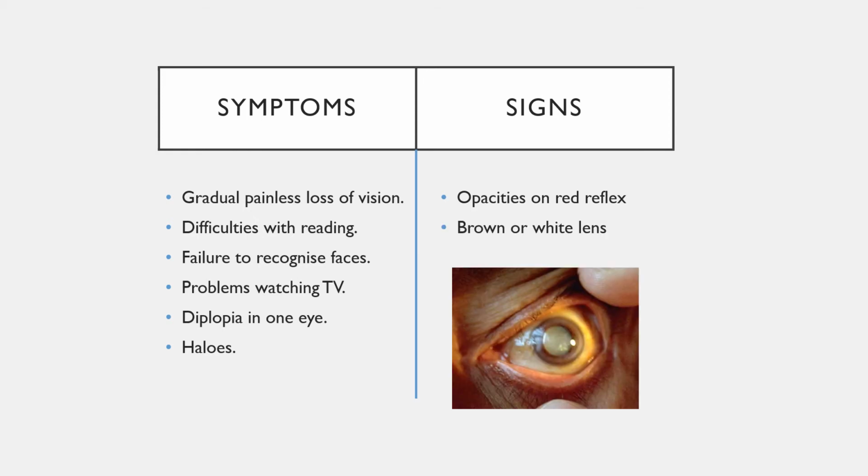Another thing is that you might even see, without shining in the light, that the person's lens is just brown or white or orangey colour, all indicating a cataract is present.